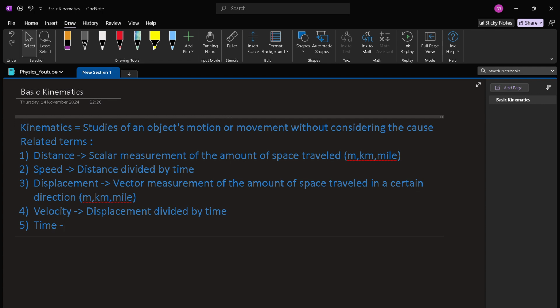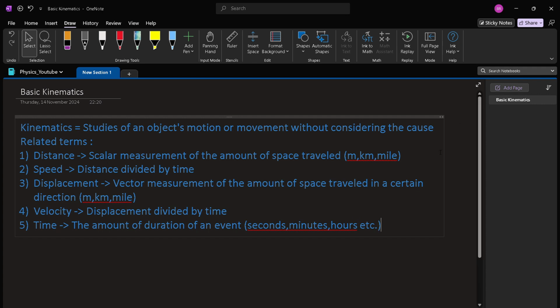and time itself has the definition of the duration of an event. Time is also a scalar, usually having the unit of seconds, minutes, or hours, etc. These are some important terms that we need to understand before we can fully grasp the concept of basic kinematics.